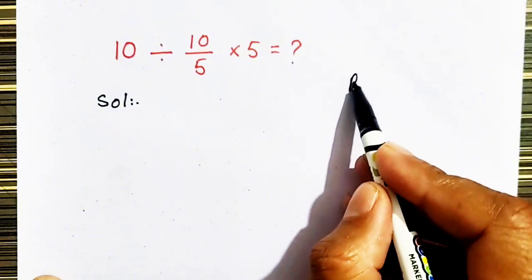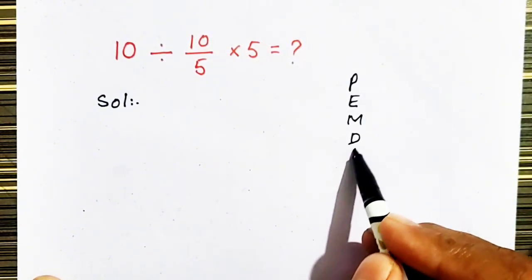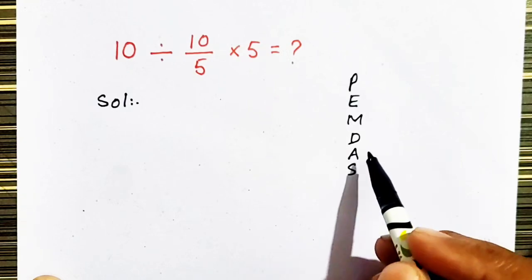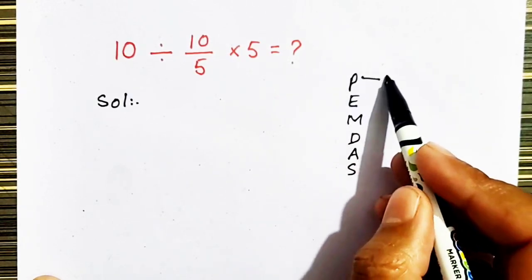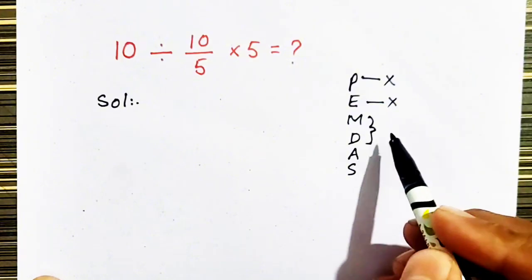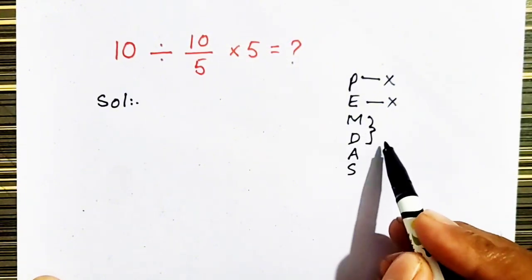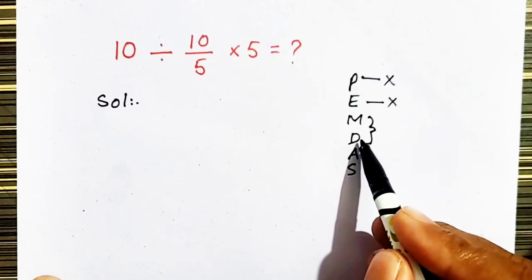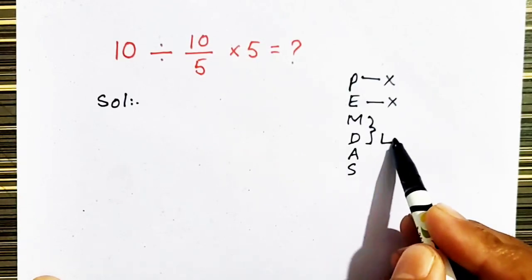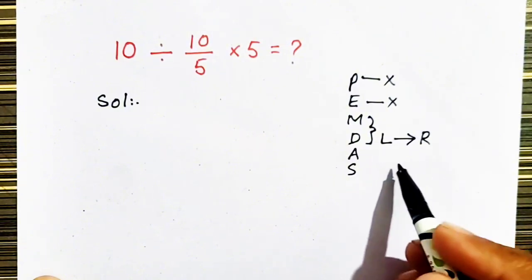PEMDAS gives us the exact solution for this type of confusing question. First of all, parentheses, which is missing; exponent, missing; multiplication and division, both are the same. What is meant by both are the same? Multiplication and division both have the same priority, but we should operate from left to right.